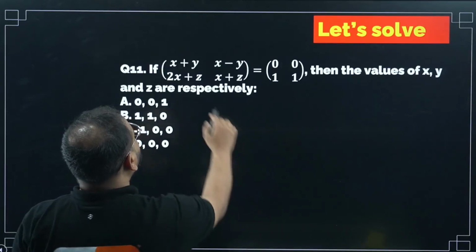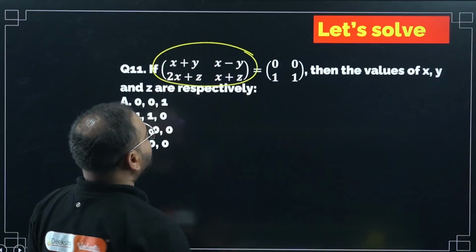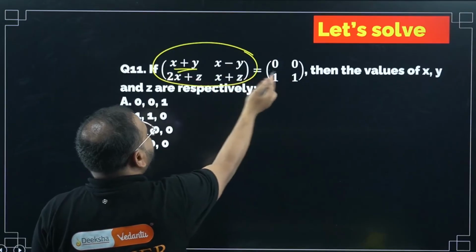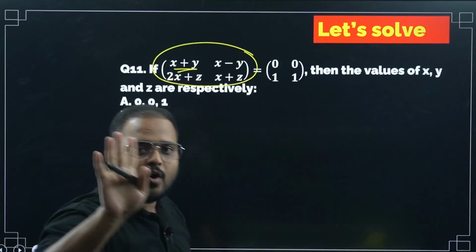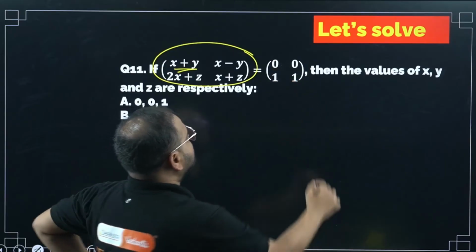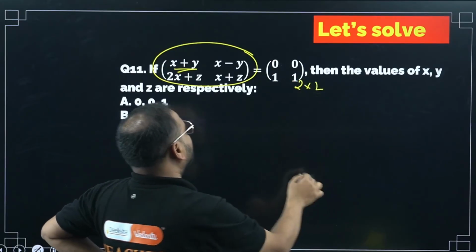Moving on. A matrix is given like this, equal to 0, 0, 1, 1. Find x and y. Very simple. X plus y is given. When can I say the matrices are equal? Order has to be the same. What is the order here? Number of rows is 2, number of columns is 2. So 2 cross 2. What about this?